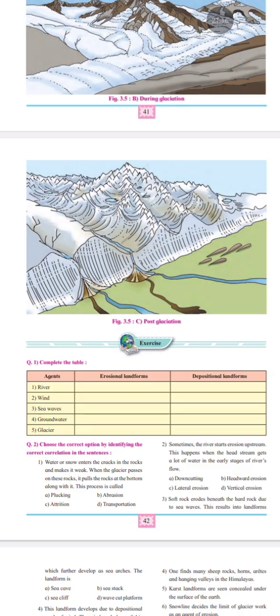Let's revise the four agents we studied today. Sea waves: sea cliff, cave, arch, stack, beach, sandbar, lagoon, and spit. Wind: deflation hollow, ventifact, mushroom rock, yardang, sand dunes, and loess. Groundwater: karst topography, sinkholes, caves, stalactite and stalagmite. Glacier: roche moutonnée, cirque, arête, horn, U-shaped valley, hanging valley, drumlin, esker, erratic rock, and moraine.